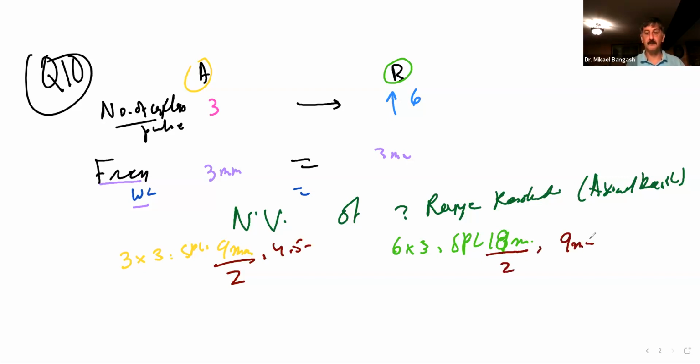9 millimeters. But we can mainly say that since we increased the number of pulses, the numerical value or the range resolution will increase. Did that make sense?